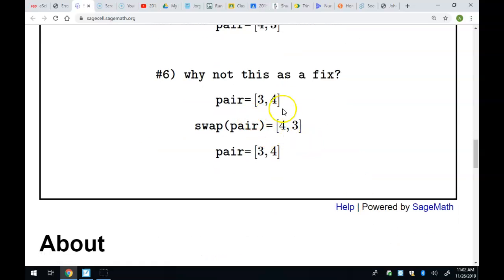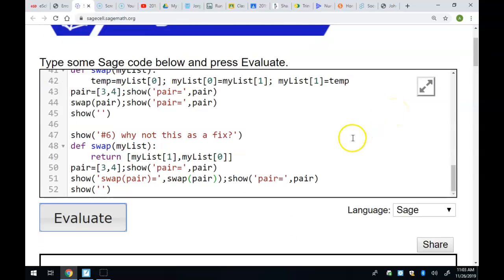So here is pair before. Here's the output of the swap function. Here's pair afterwards. So what happened? They didn't really swap, because it's just returning a new list made up of the numbers in reverse. It's not changing the list. It's making a new list. Oh, okay. So that's different. All right, here we go, number 7. So that's why it doesn't work.